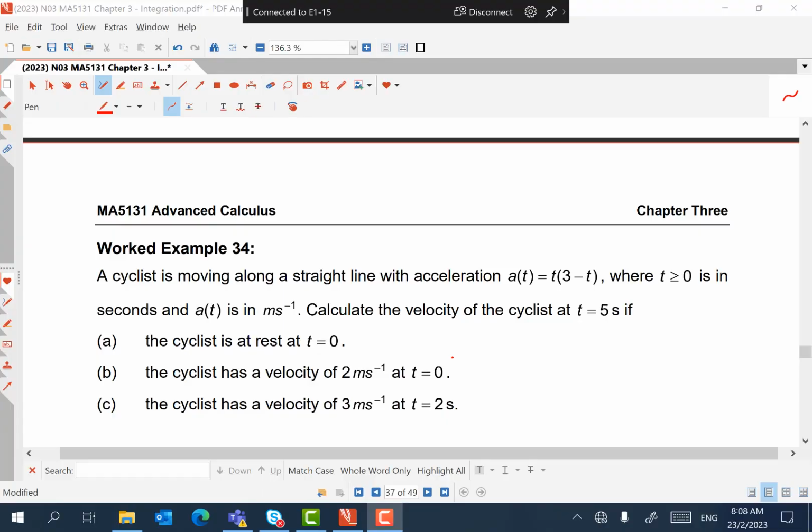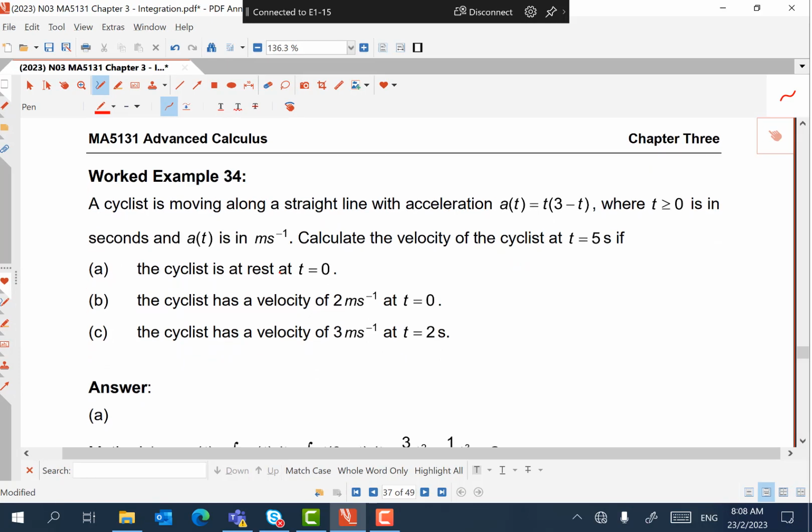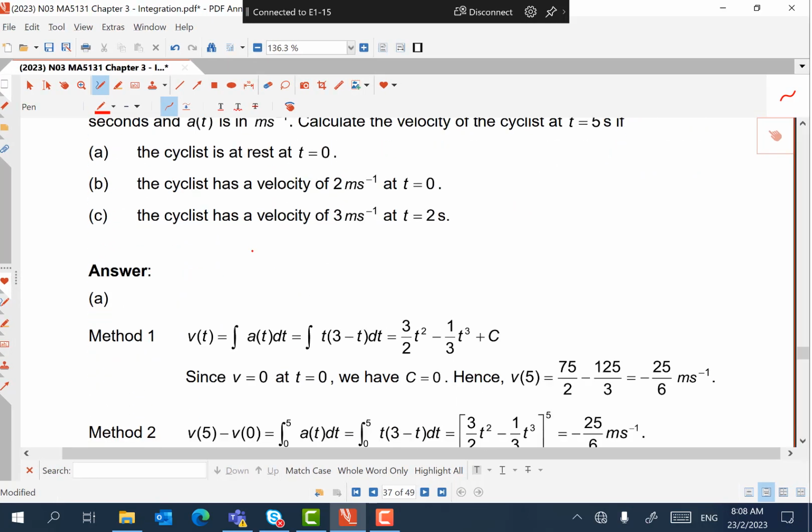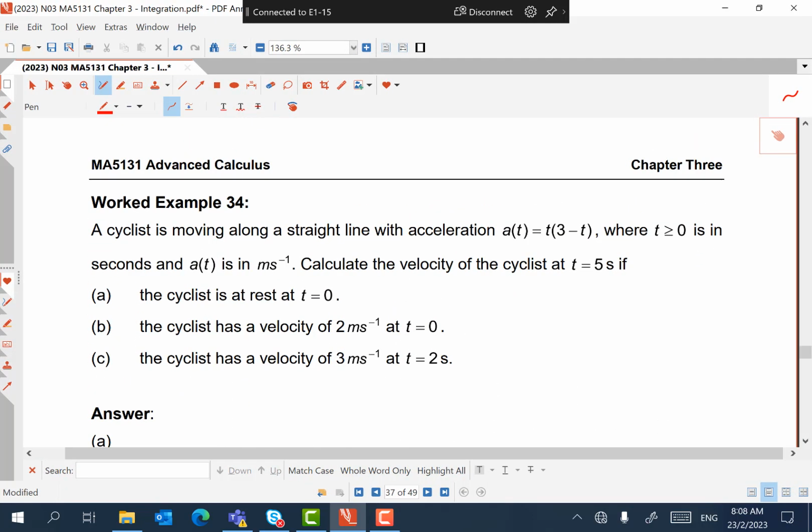Okay, the lesson starts from here. We want to recap again. Recap. We were on worked example 34. We want to recap how a question such as question 34 can be achieved.